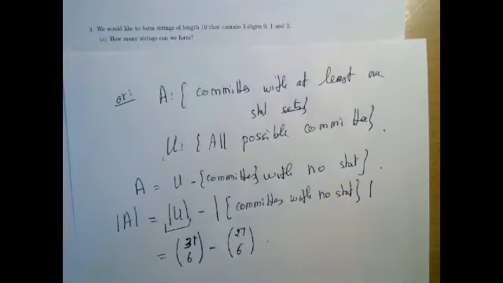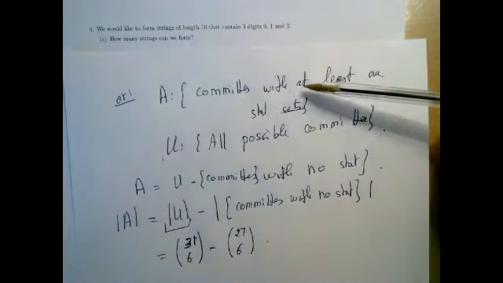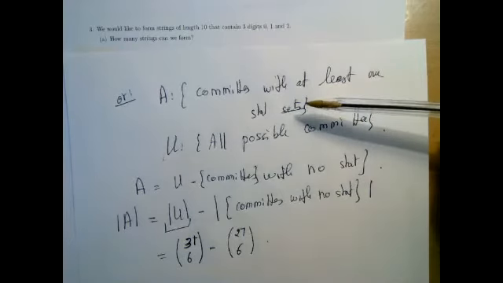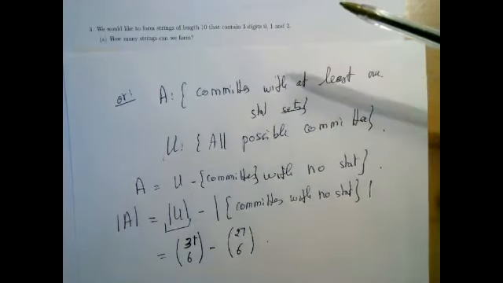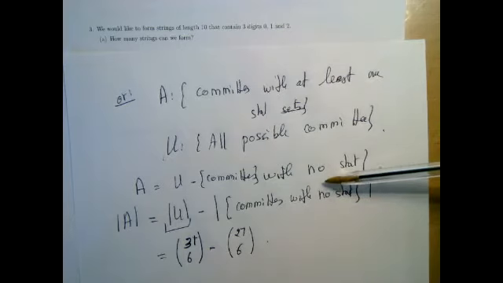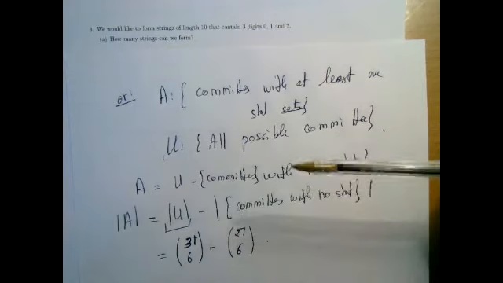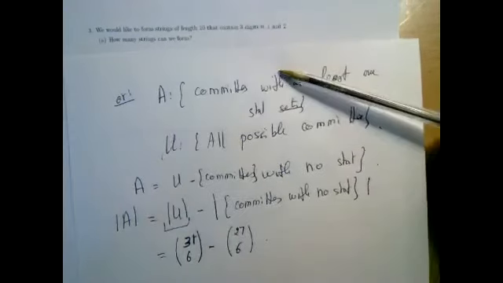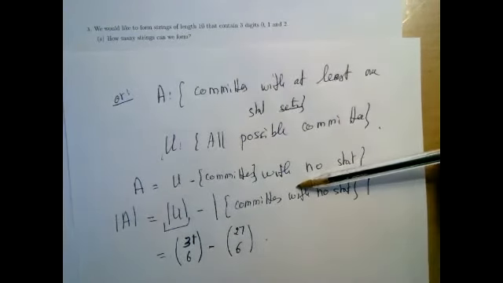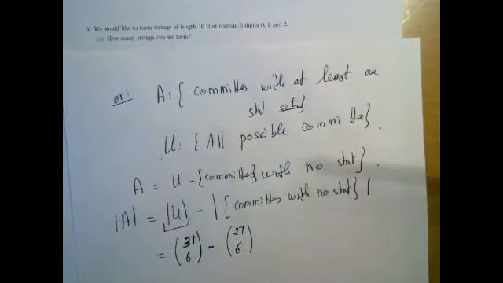Okay, so sometimes thinking complement is a little bit easier. So here, a committee with at least one stat. Okay, how can this fail? This fails if the committee has no stat. So I say, okay, fine. I take everything and I take away from it the committees that don't satisfy that, no stat. And then I get this, all right?